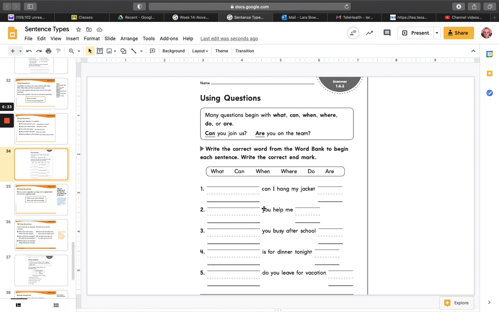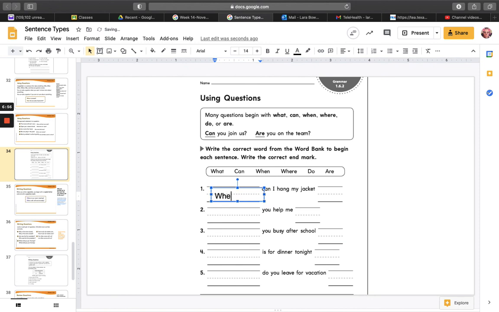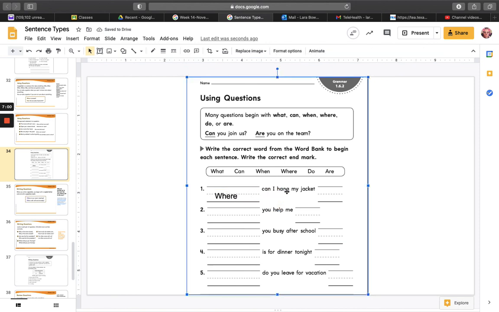So I might say, I said bring, I meant hang. This is a question word. Can I hang my jacket? Well, one of these fits here. And I'm going to do this one for you, and it's going to be where. So what I would do is I would write the word where, and our sentence reads, can I hang my jacket?